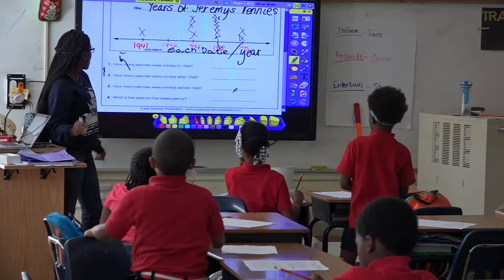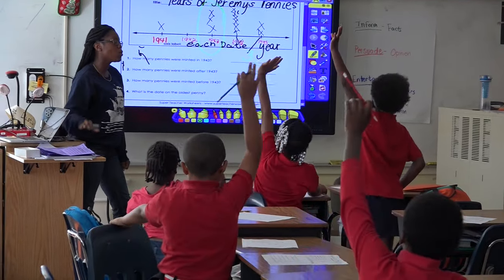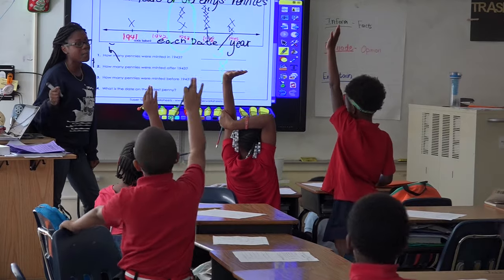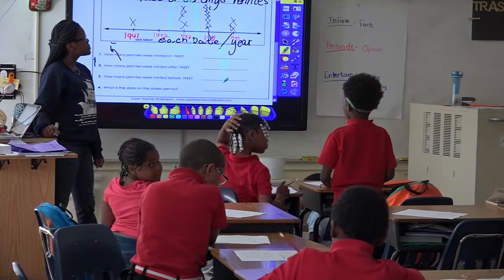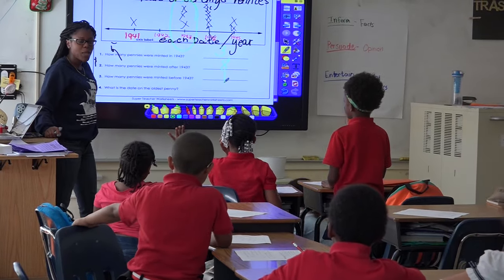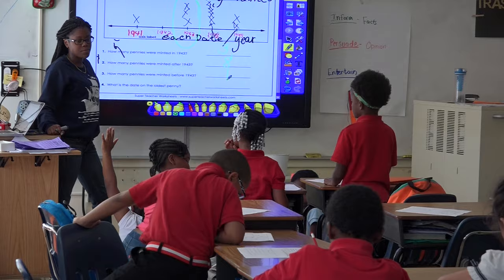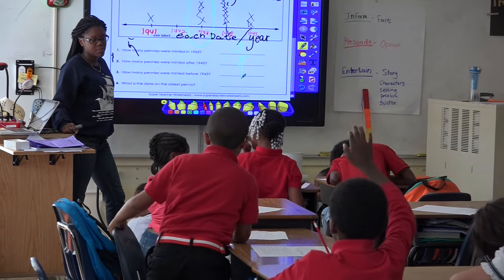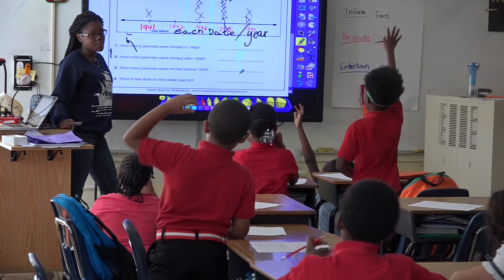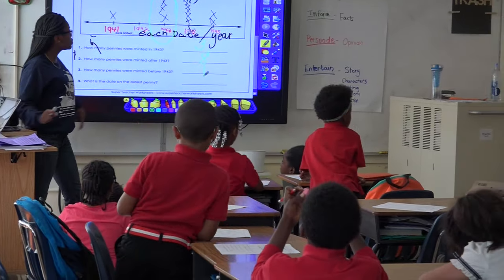What is the date on the oldest penny? If somebody asked you who the oldest person in this room was, they would probably say Miss Wilk. So what is the date on the oldest penny? Liam. 1941. The oldest? You're absolutely correct. How do you know that 1941 is the oldest? Because it was the first one made.